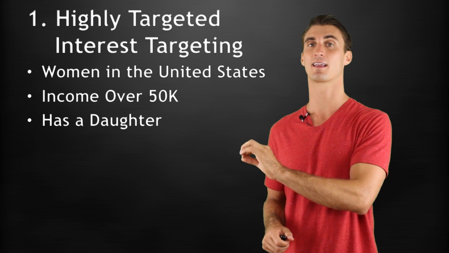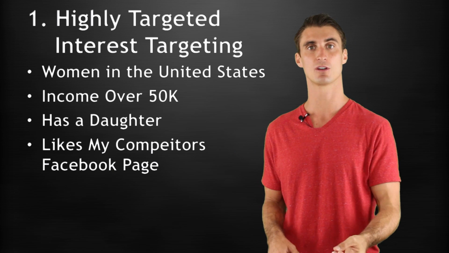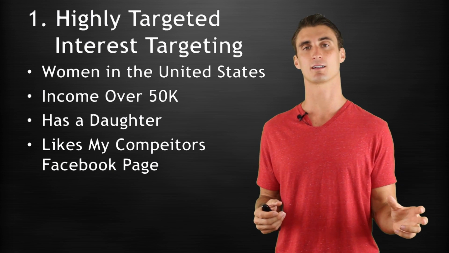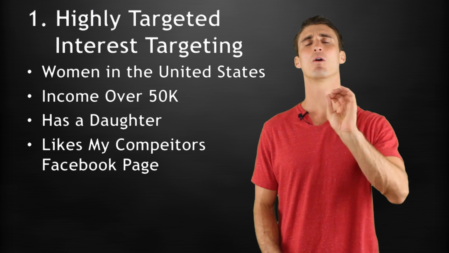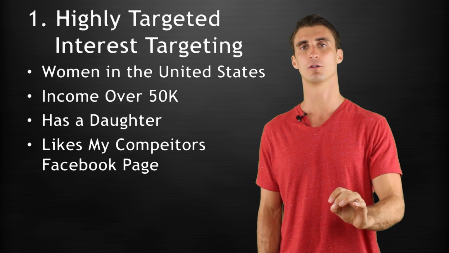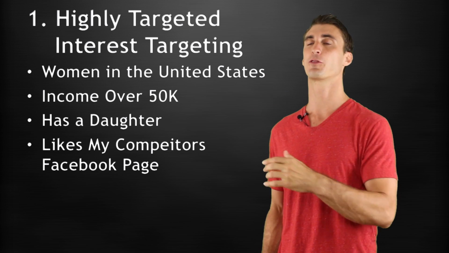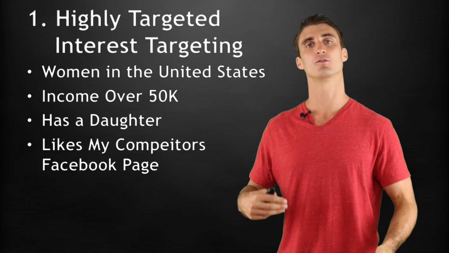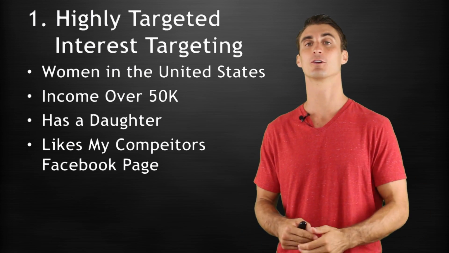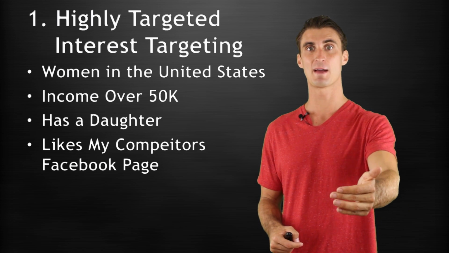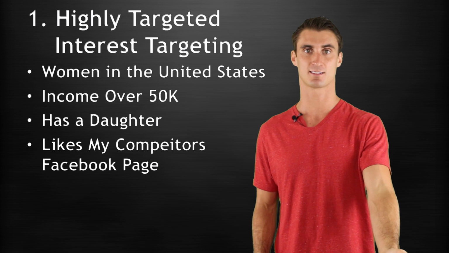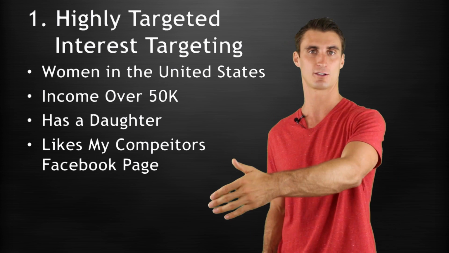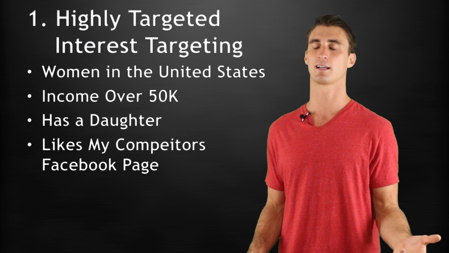You can also do things like they like my competitor's page. So I sell dance clothing at bdancewear.com. We have competitors out there that also sell dance clothing. I can say I only want to show ads to women aged 35 to 45 in the United States that have a daughter, but that also like my competitors. That means that I'm pretty confident at that point that they have a daughter who does dance. I mean, if they're liking my competitors that also sell dance clothing, it's pretty high likelihood.